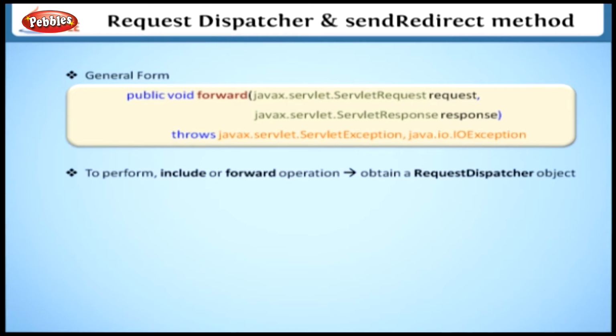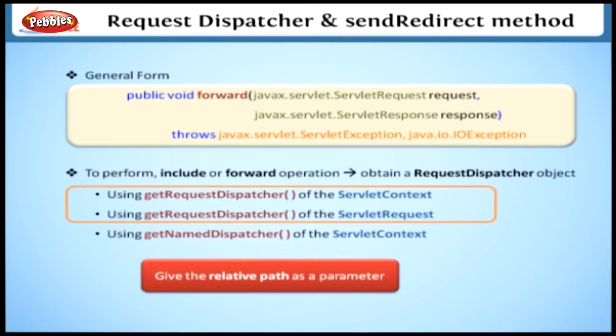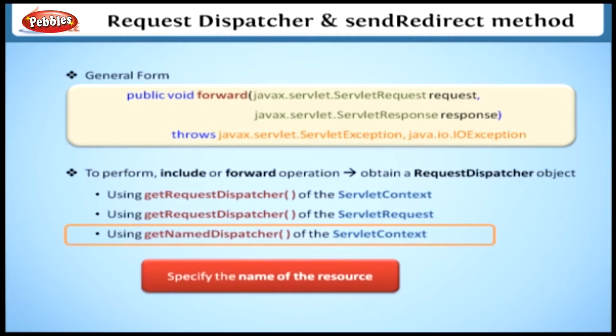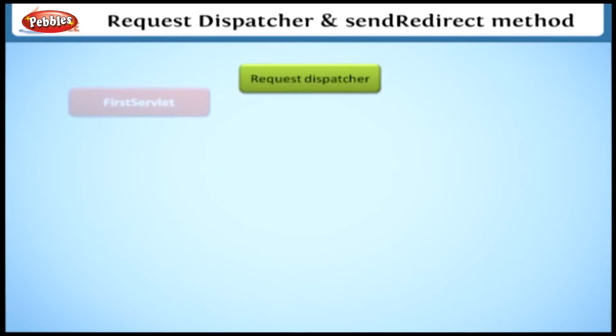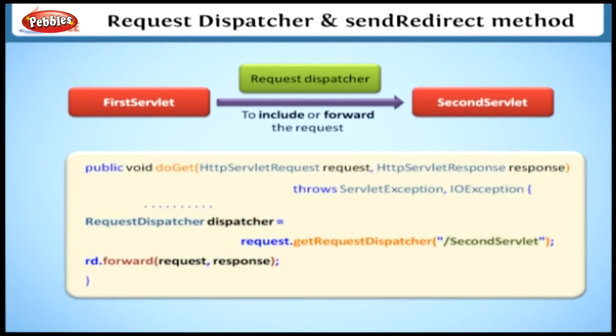We can obtain this object in three ways: using the getRequestDispatcher method of the servlet context, using the getRequestDispatcher method of the servlet request, or using the getNamedDispatcher method of the servlet context. Here, in the first two methods, we have to give the relative path as a parameter, but in the third one, we have to specify the name of the resource. If we are creating a request dispatcher from a servlet named FirstServlet to include or forward the request to another servlet called SecondServlet, then the code to forward the request will be like this.